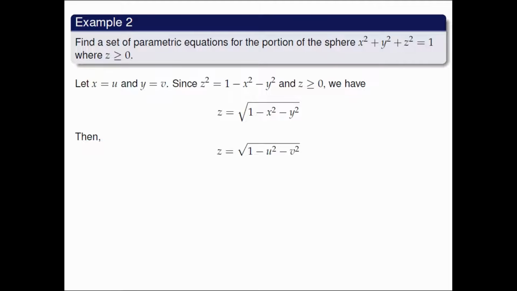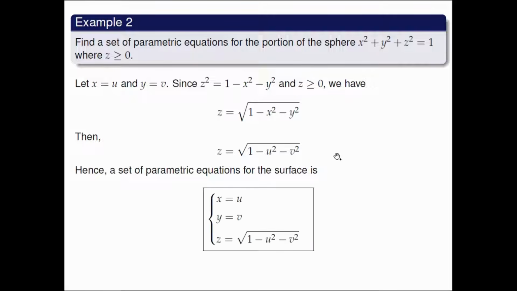So we now set parametric equations for the surface using this and this equation. x equals u, y equals v, z equals square root of 1 minus u squared minus v squared. We're done with this item. We proceed to the next.